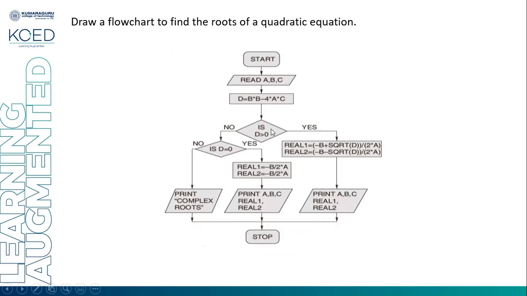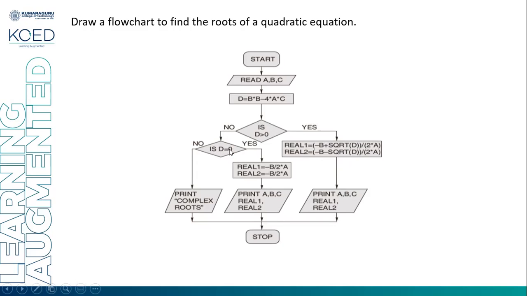If the value of d is greater than 0, yes, we calculate real root 1 equal to minus b plus square root of d divided by 2 star a, and real root 2 equal to minus b minus square root of d, close the bracket, divided by 2 star a. Then we print the values of a, b, c, and the roots real 1 and real 2.